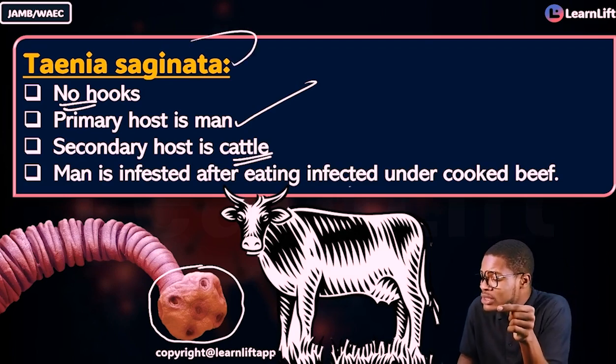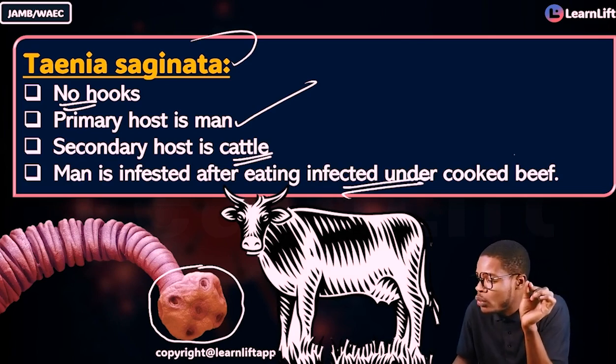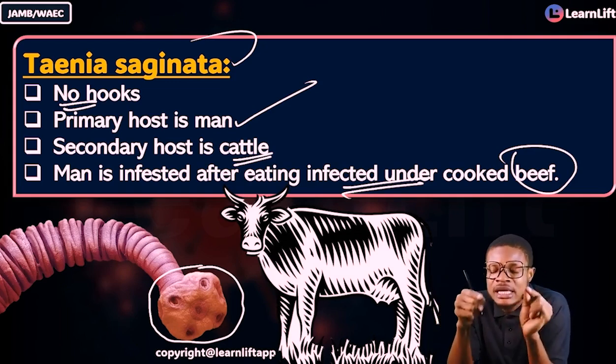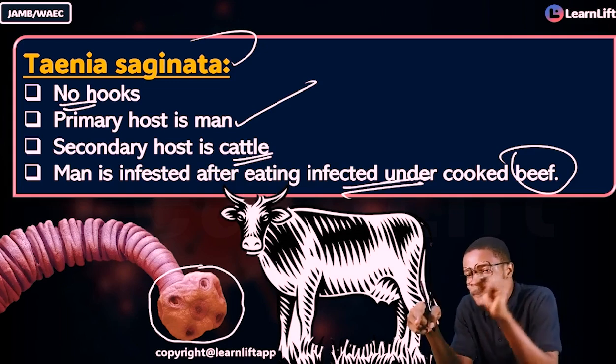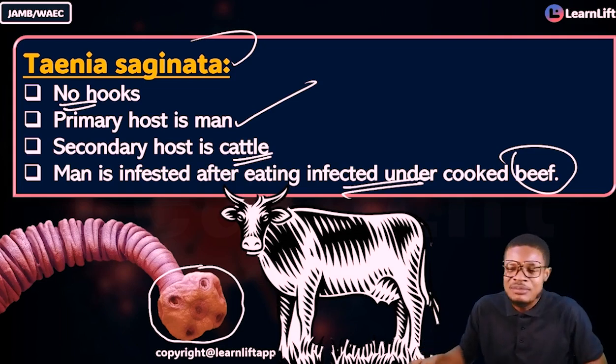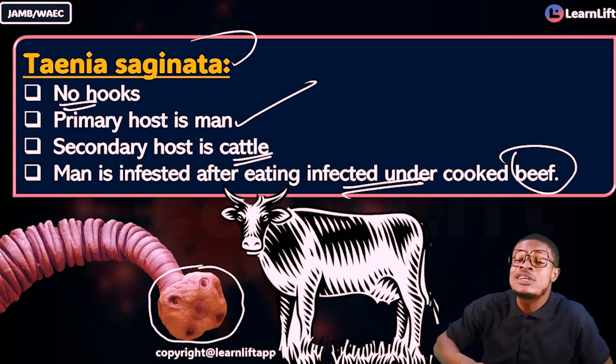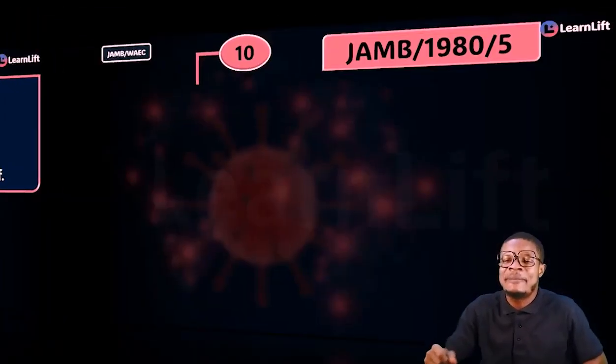After you have eaten what? Infected undercooked beef. The meat from your cattle is called beef. The meat from your pig is called your what? Your pork. That's it. You get that very quickly with me. Saginata, did they have hook? No hook. Solium, did they have hook? Yes, they get.